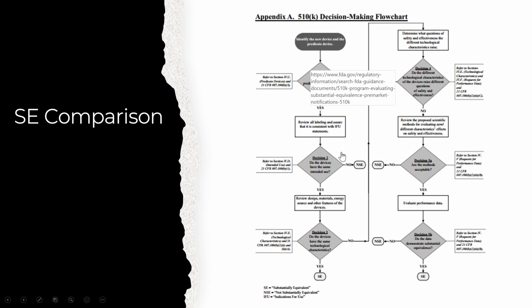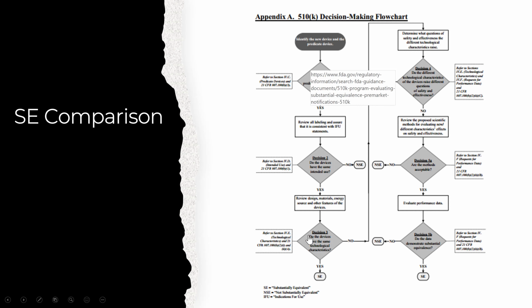Next, do the predicate device and your device have the equivalent indications for use? Replace the word equivalent with identical, because any differences are going to be hard for you to convince the FDA of. It's not impossible, but it's very hard. So try to make your indications identical.